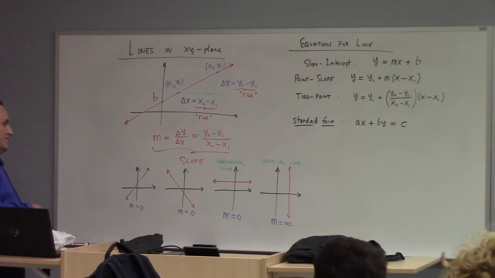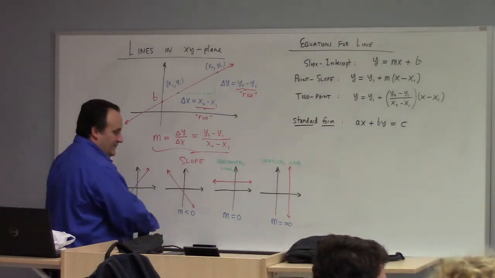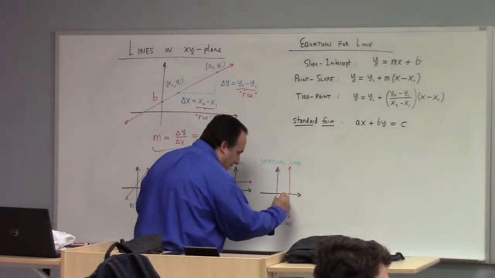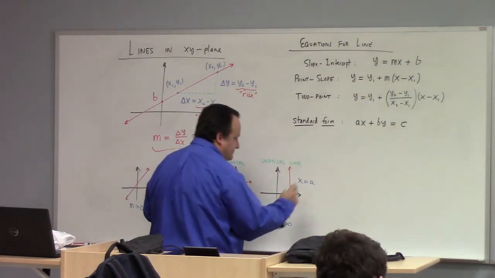Anyway, long story short, a vertical line is not the graph of a function, but it is the graph of an equation. If this is a, what's the equation of this? It's just x equals a, right?